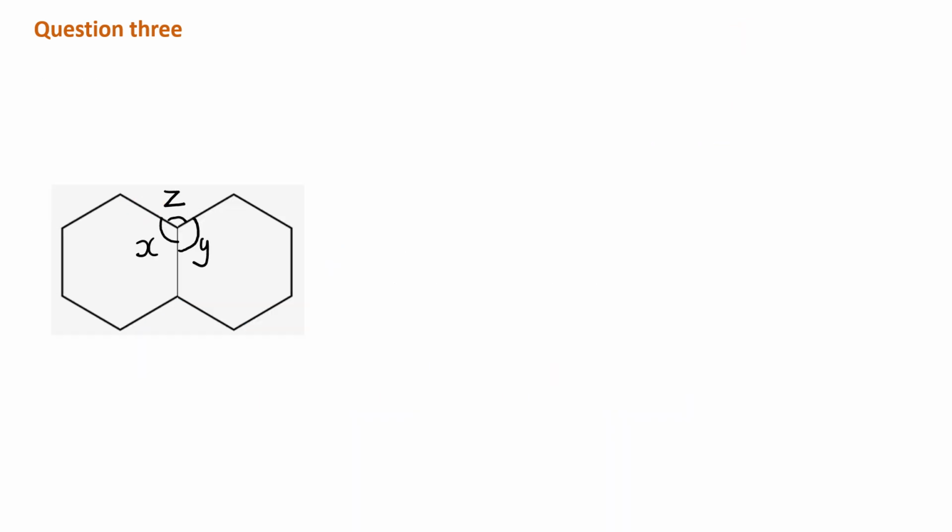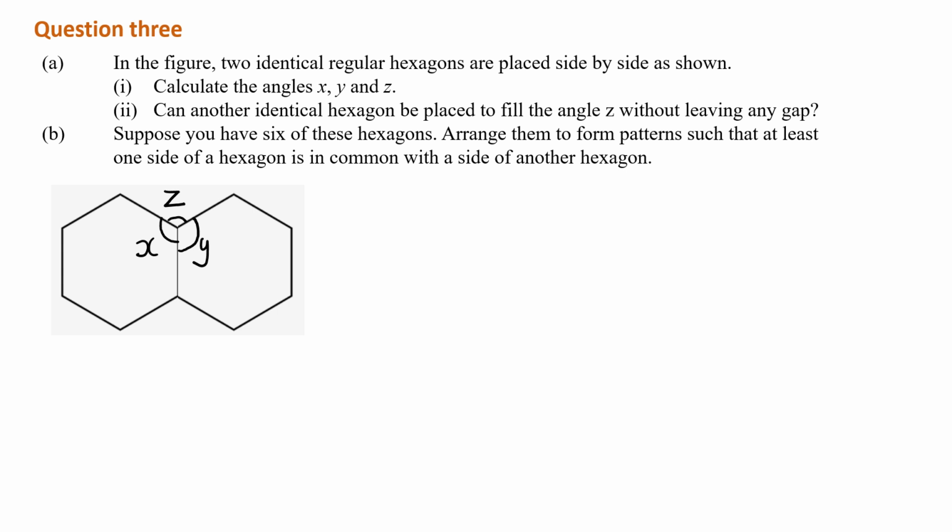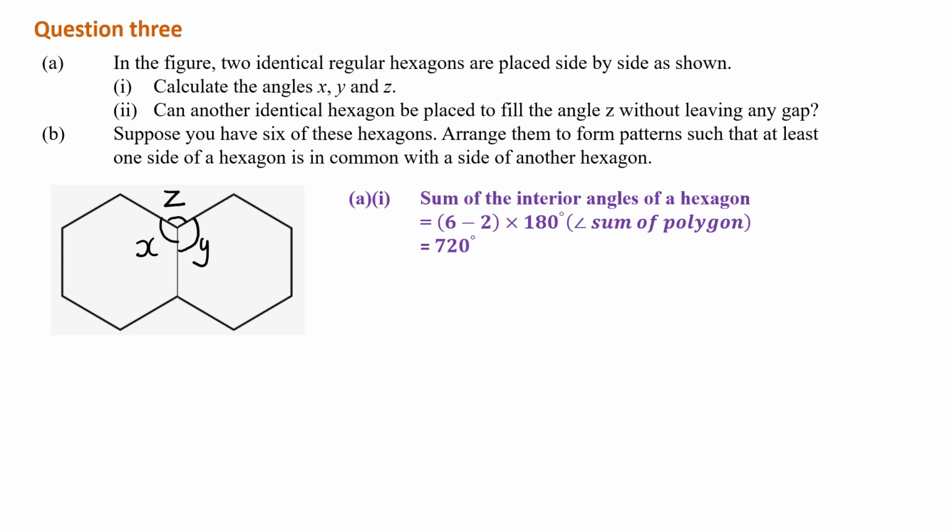Right, let's look at question 3. Question 3 is a rather interesting question. You're given two regular hexagons placed side by side, and in part A(i), you're supposed to find the angles x, y, z. So that is relatively easy. Let's go on to find the sum of interior angles in the hexagon, which is (6 minus 2) times 180, gives you 720. And to find one interior angle is just 720 divided by 6.